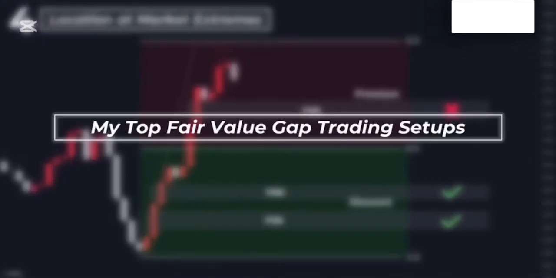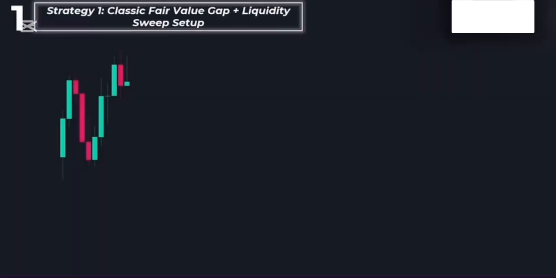Now, let's move on to the trading strategies that I personally use to trade fair value gaps. Strategies that work perfectly when applied correctly. Starting with one of the most effective trading strategies that perfectly aligns with classic fair value gaps in the market.